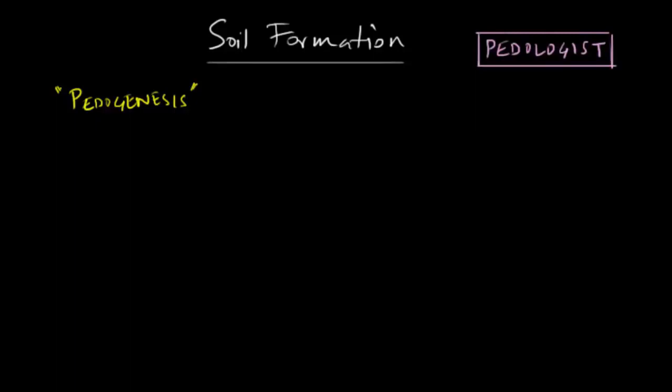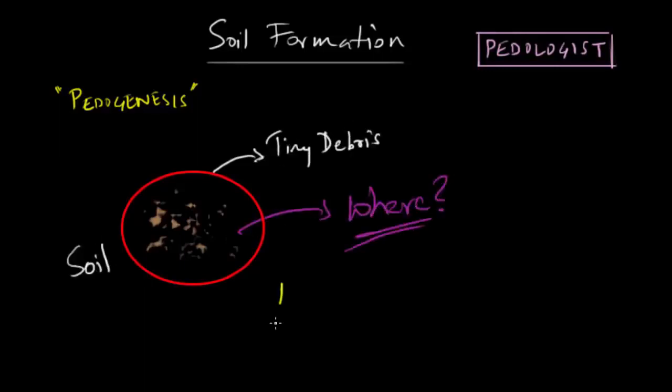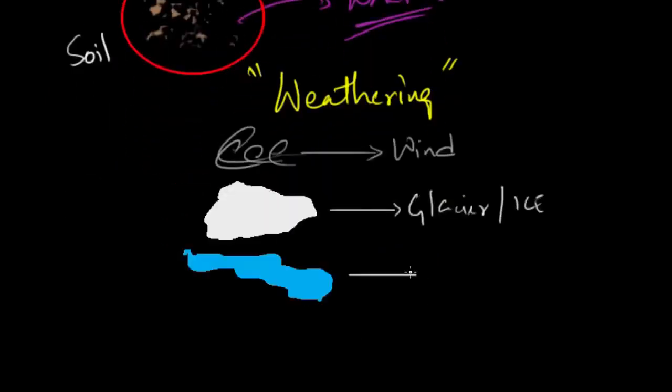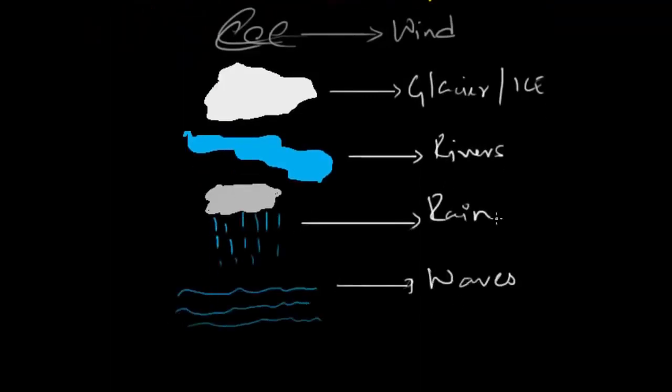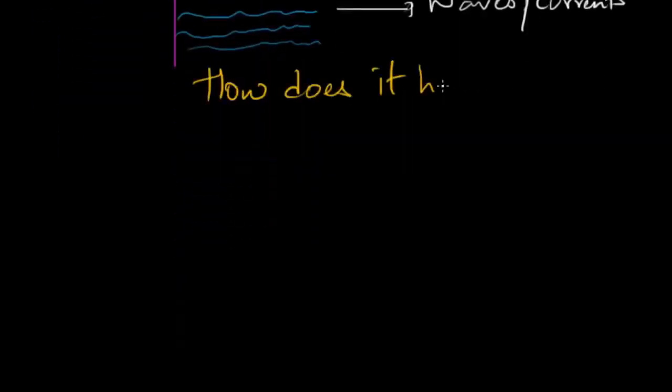Now when we think of soil, these are tiny debris or particles. And where do these particles come from? Now that's the first question in soil formation. It all starts with weathering of rocks. Weathering is an exogenic force. Rocks get weathered due to activities of wind, glaciers, rivers, rain, waves, and currents. So these are agents that help in weathering rocks. But how does it happen? That's what we'll see now.